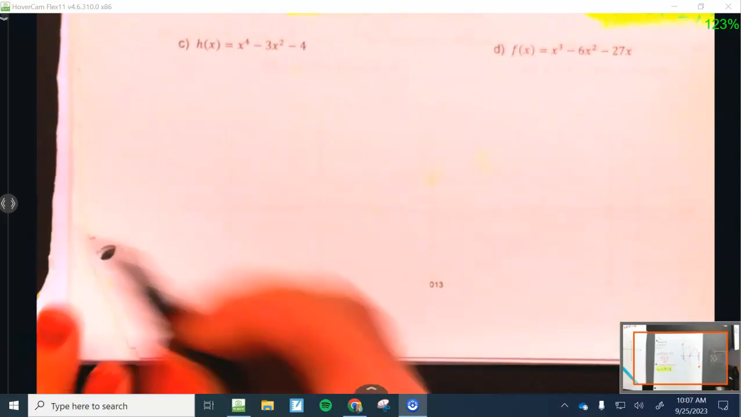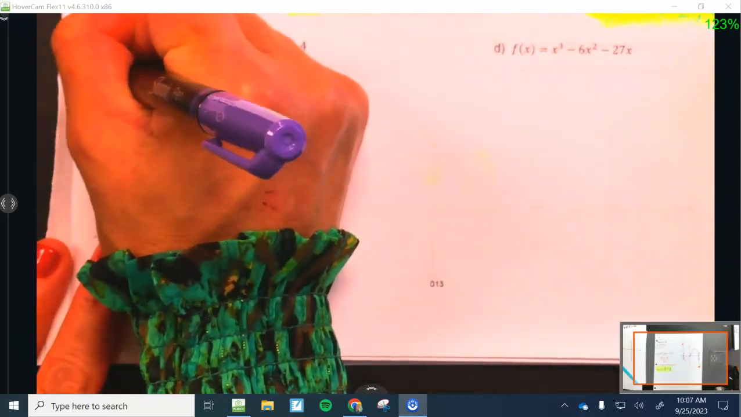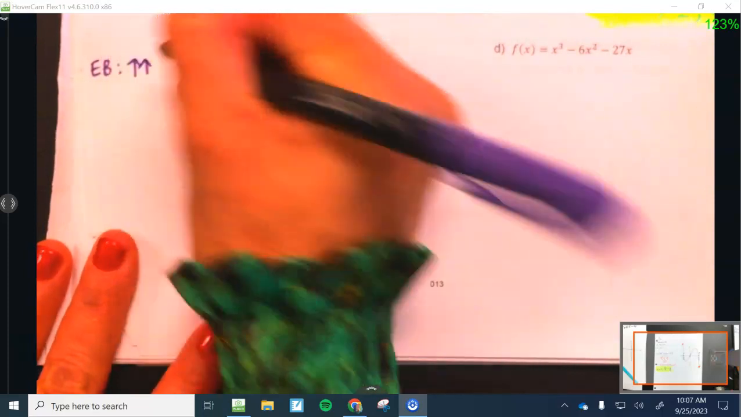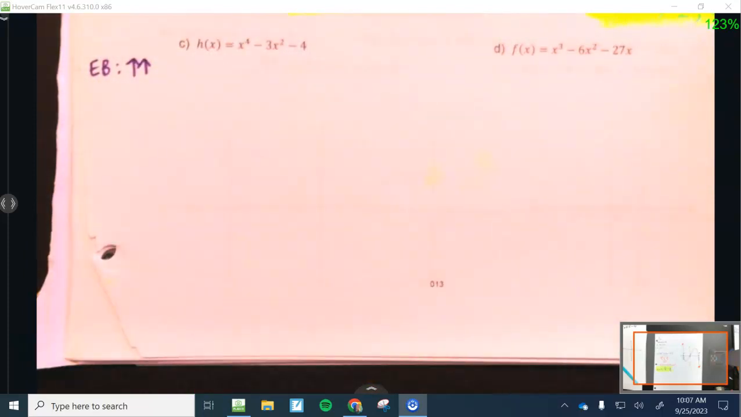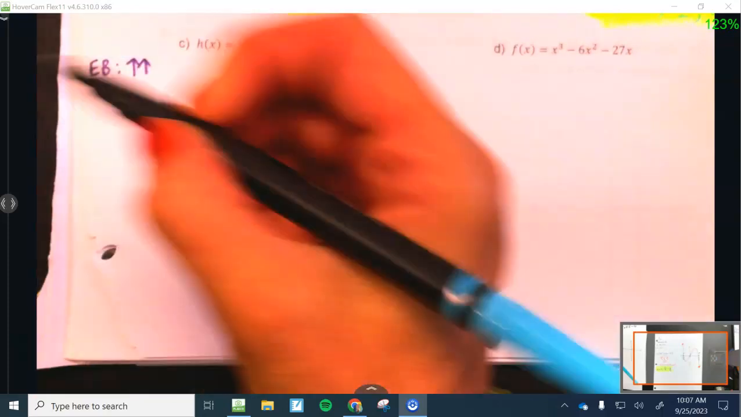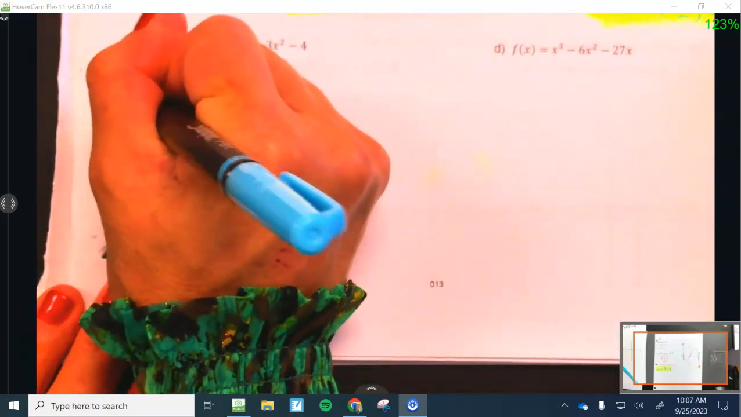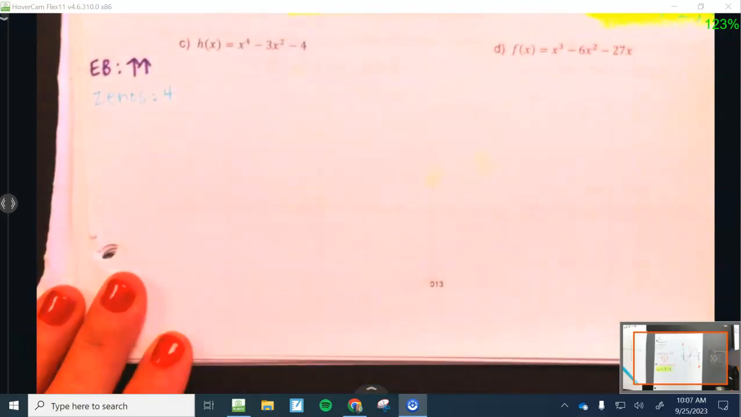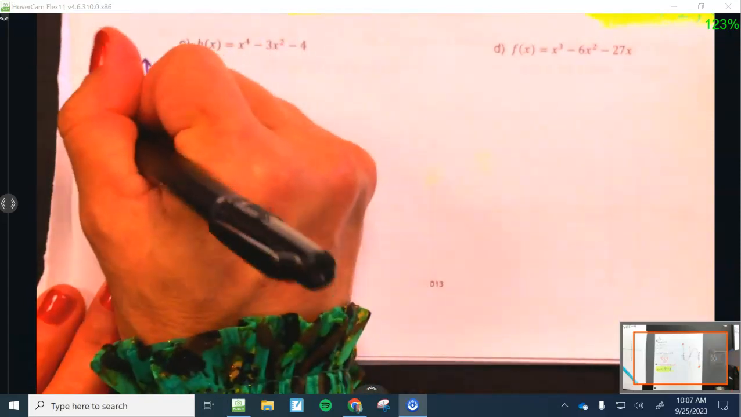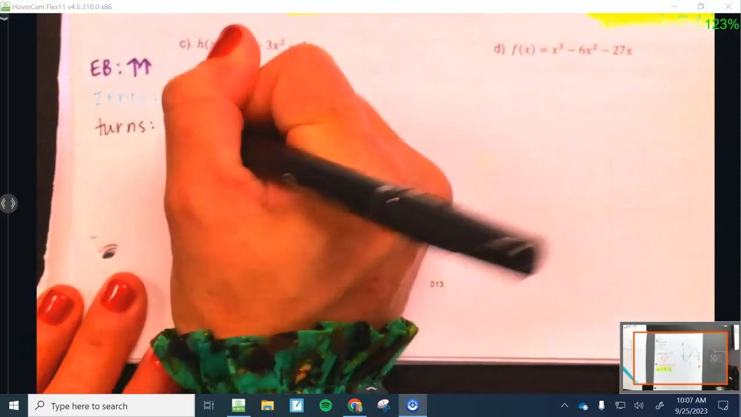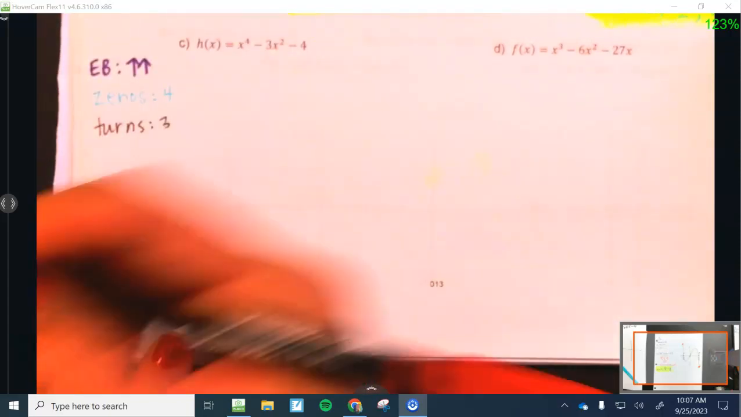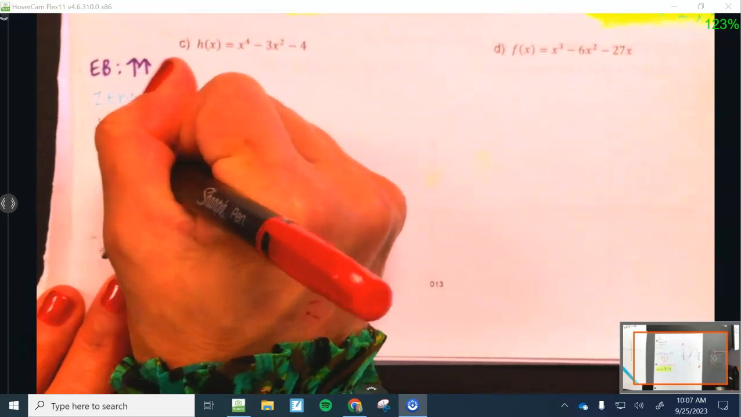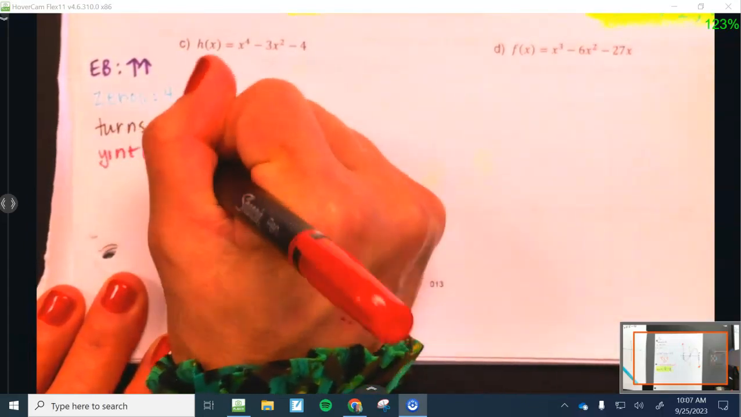Let's look at letter C. Okay, end behavior. Very good. I like how fast that was. All of us need to be that quick when we think about that. Zeros, how many? Yes. Turns. Yep. What's the y-intercept on this one? 0, negative 4. Yeah, don't change the sign on that.